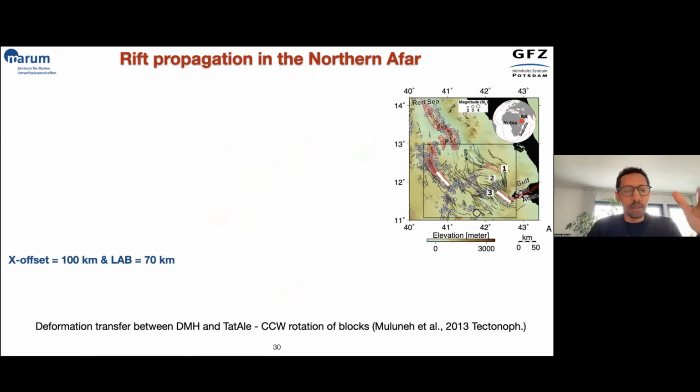But we try to extend this observation to the northern Afar, where we have a kind of linkage or connection between Tat Ale and Dabahuma and the Hararo segments. So what we did was we simply switch the segments. So in this case, Tata Ale is to the east and Dabahu is to the west.